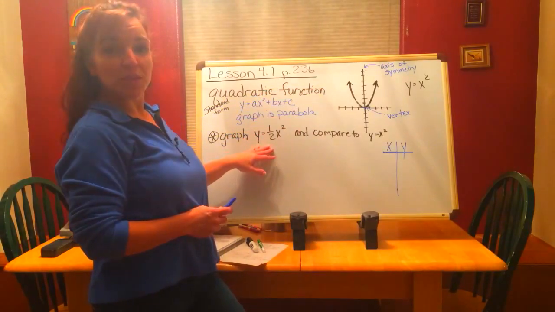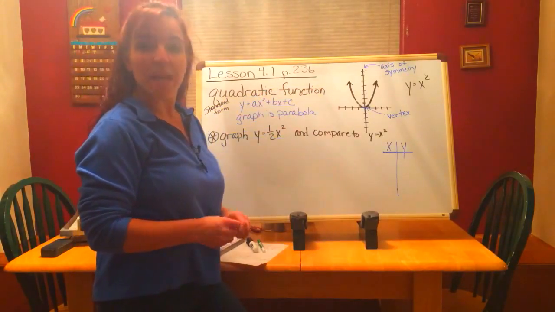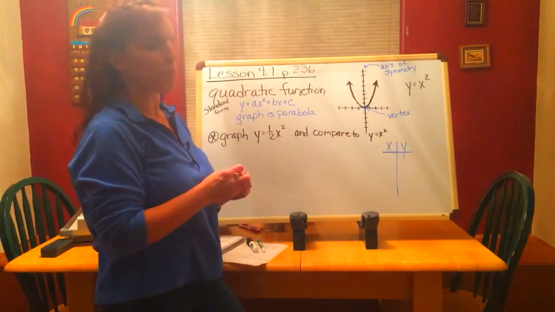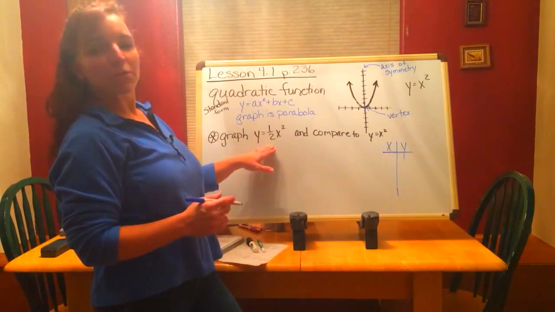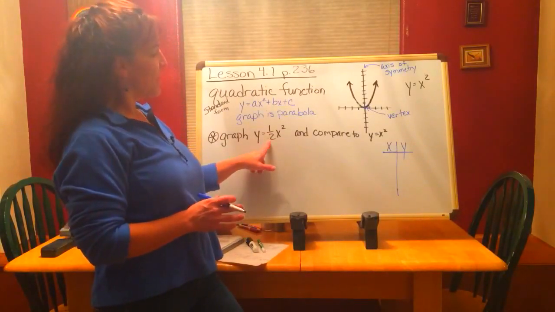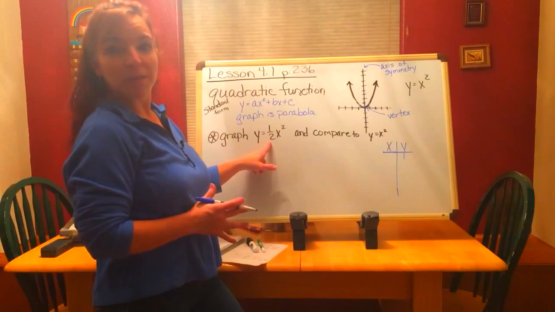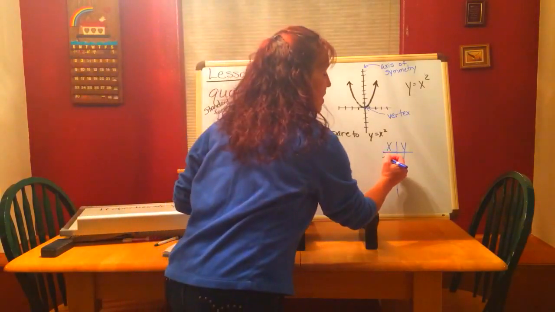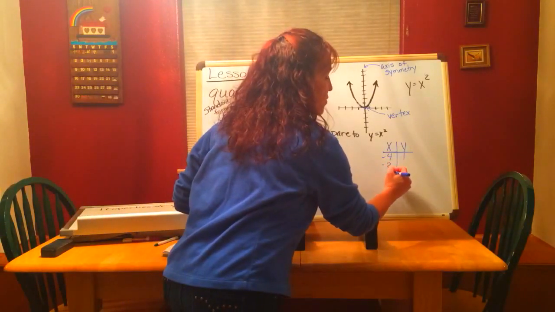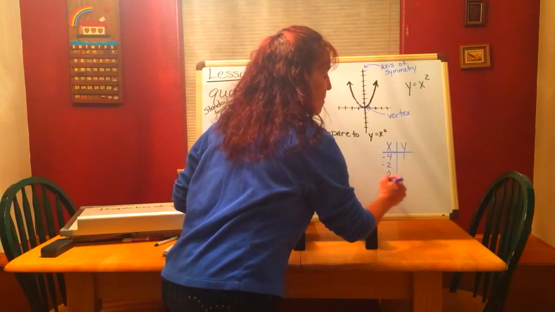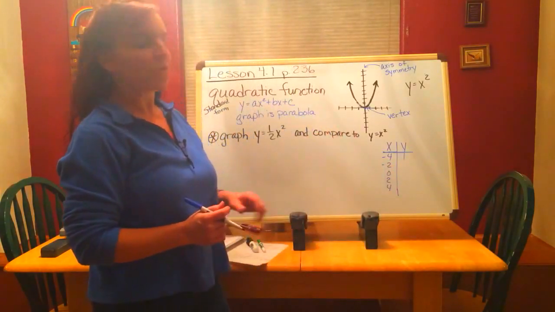To graph this, we're simply going to choose points and put them in a table like you've done and like you love doing so much. Normally I would just pick 1 and 2, but because this is going to be multiplied by a half, I'm going to pick some even numbers. So let's start with -4, -2, 0, 2, and 4, and simply plug those numbers in for x.